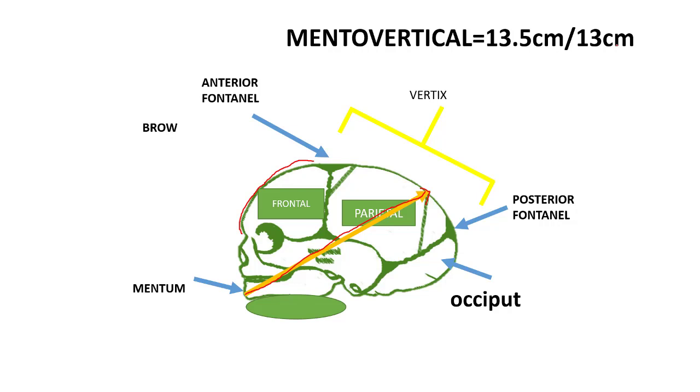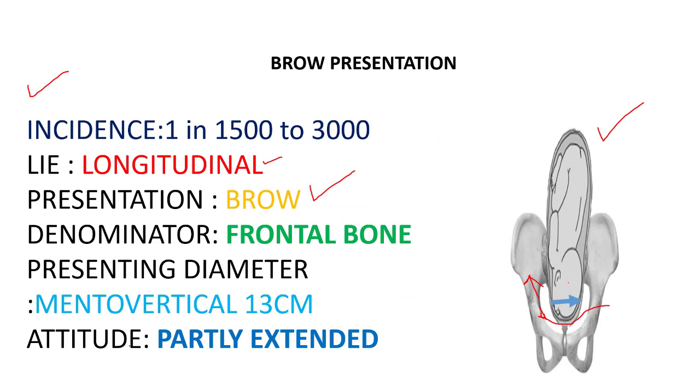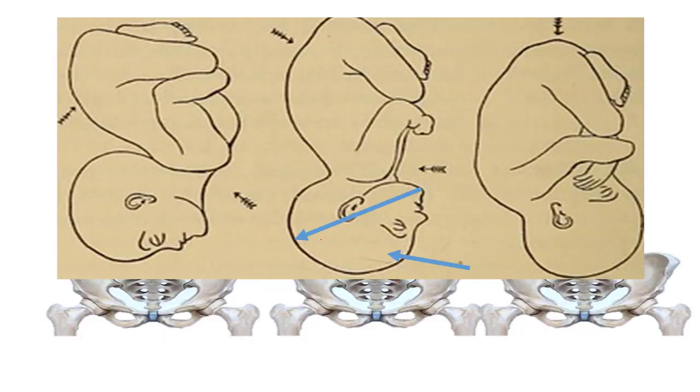So if you are following the 10 teachers, use this diameter, right? This is the presenting diameter, which is the mentovertical diameter. And what is the attitude in brow presentation? Attitude is just the fetal position related to the fetal spine. In brow presentation, the fetal head is partially extended, or we can say partially deflexed.